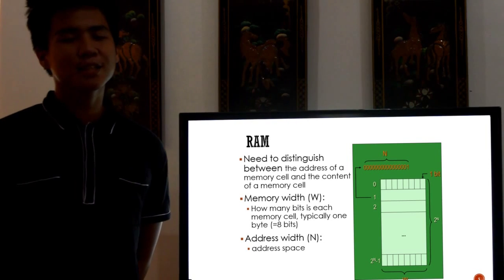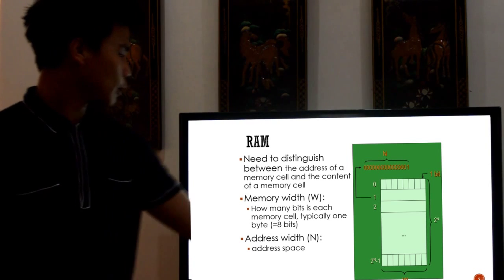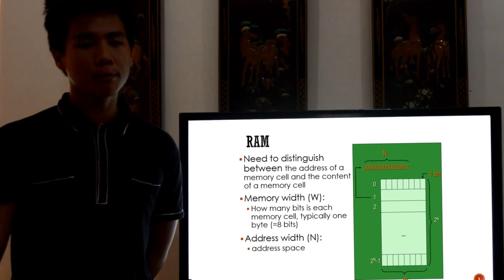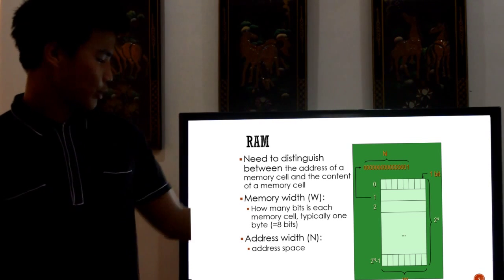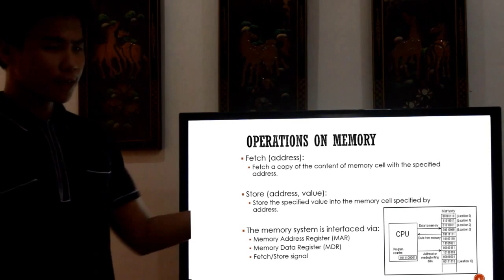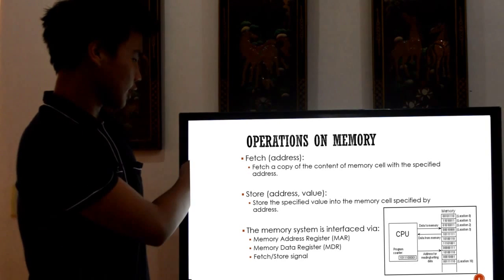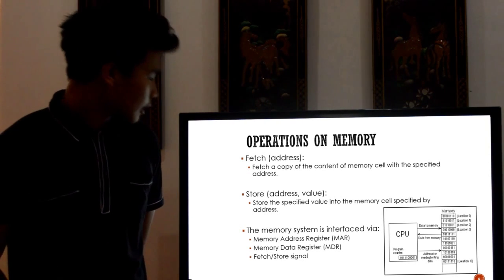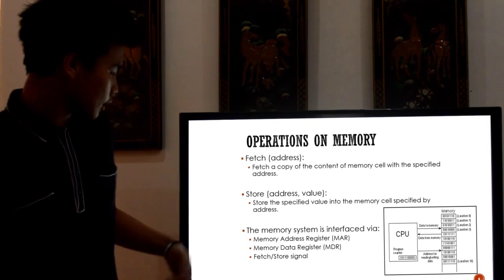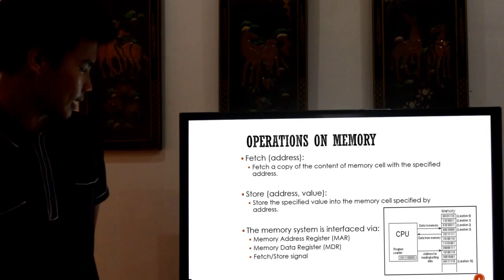The RAM. We need to distinguish between the address and the content of the cell. The memory width measures how many bits are in each memory cell, typically 1 byte or 8 bits. And the address width determines the address space. The operations on the memory. It has two operations, the fetch and the store. Fetch gets a copy of the content of the memory cell with the specified address, while store puts the specified value into the memory cell specified by the address.